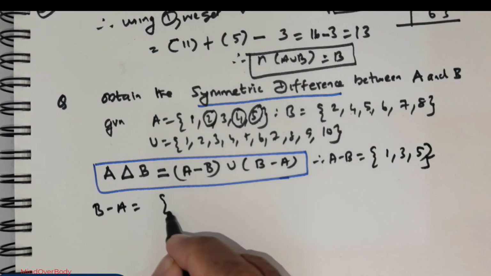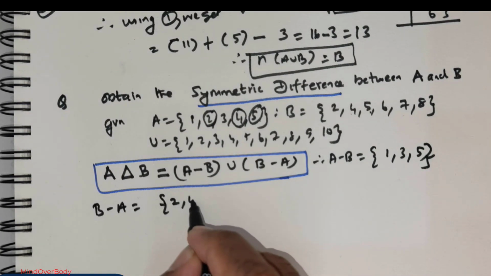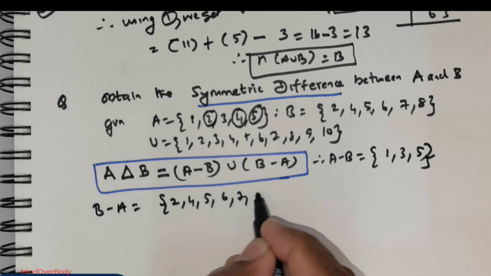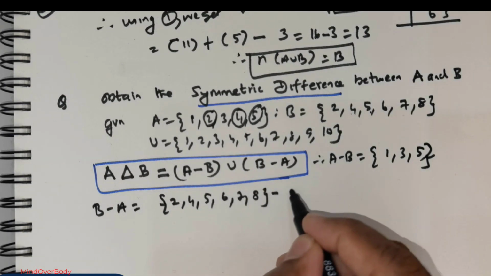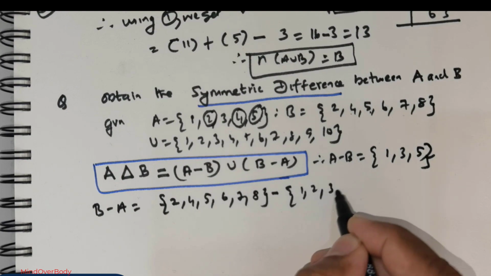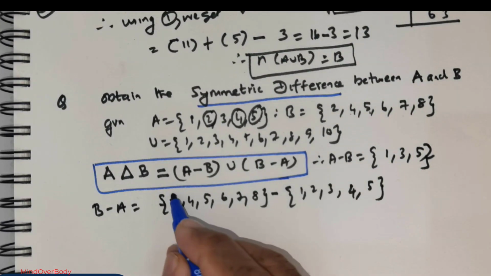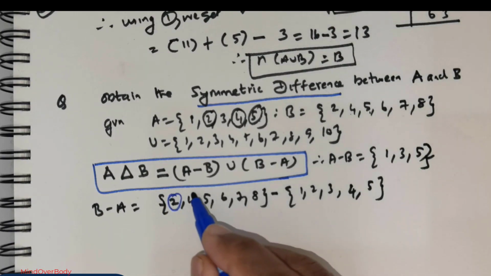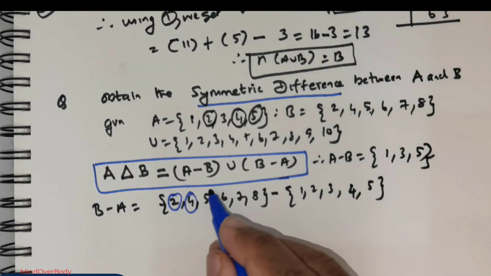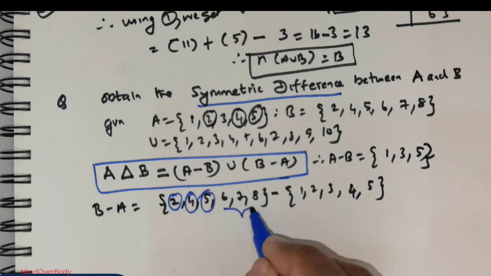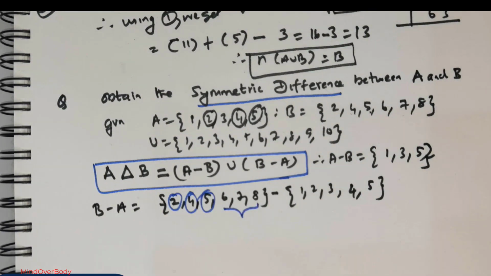B difference A is from B: 2, 4, 5, 6, 7, 8. You take away A: 1, 2, 3, 4 and 5. So what would that be? So 2 is there, 2 is done. 3, no. 4, take away 4. 5, take away 5. So what elements have you got that is left in B?